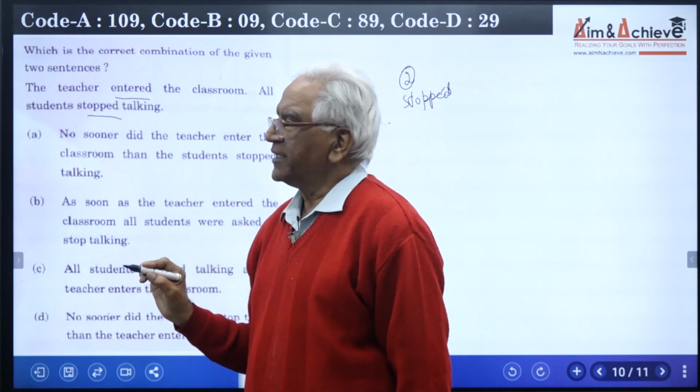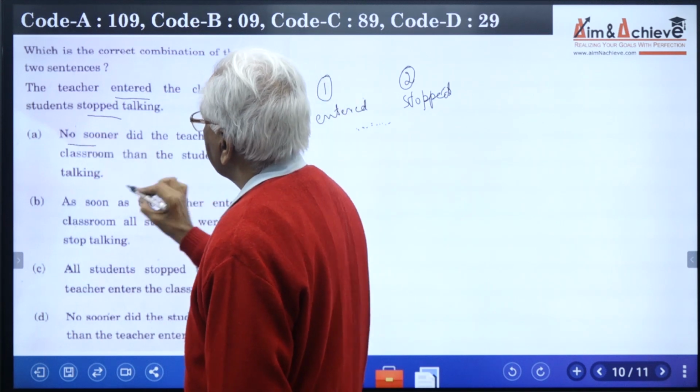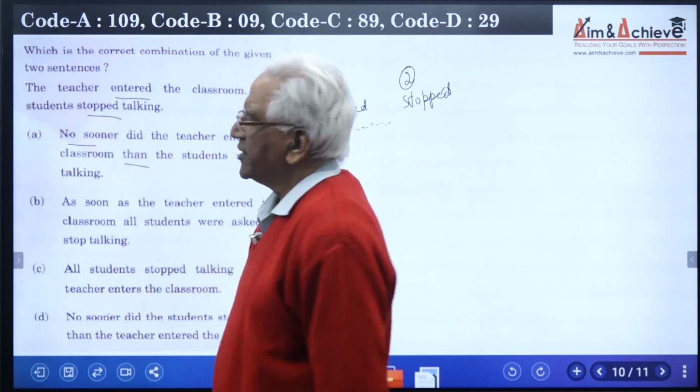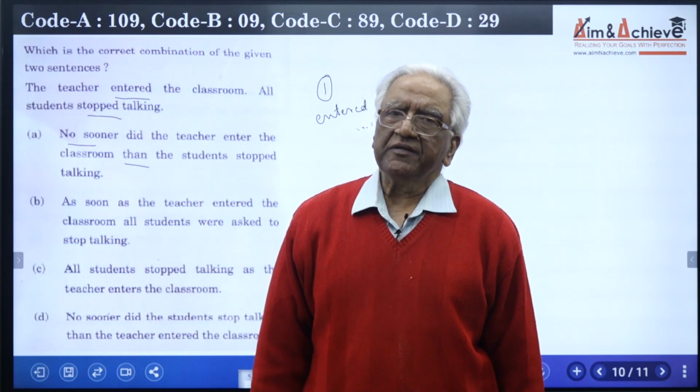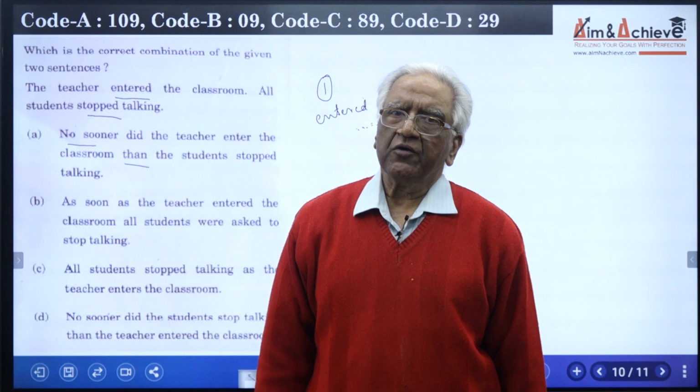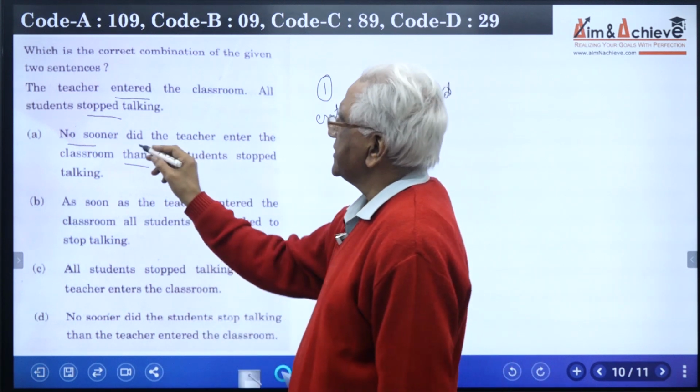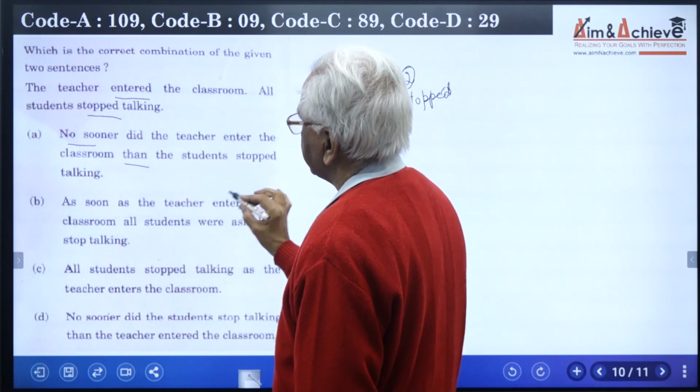First of all, we need to understand the use of no sooner is always combined with than. When two events are following each other in quick succession, we use the expressions no sooner ... than. This is the case here. So that means this sentence is right.